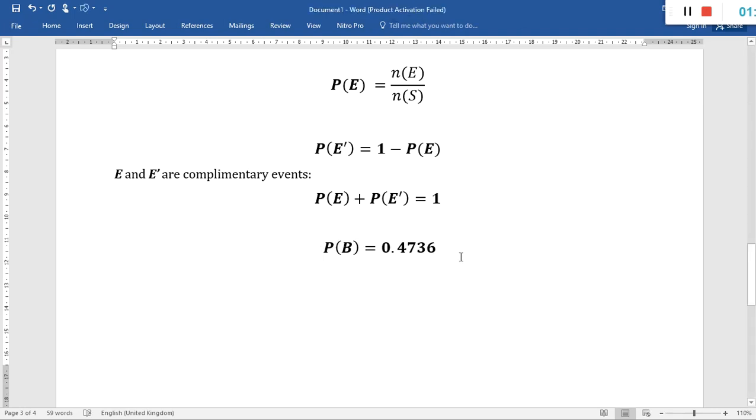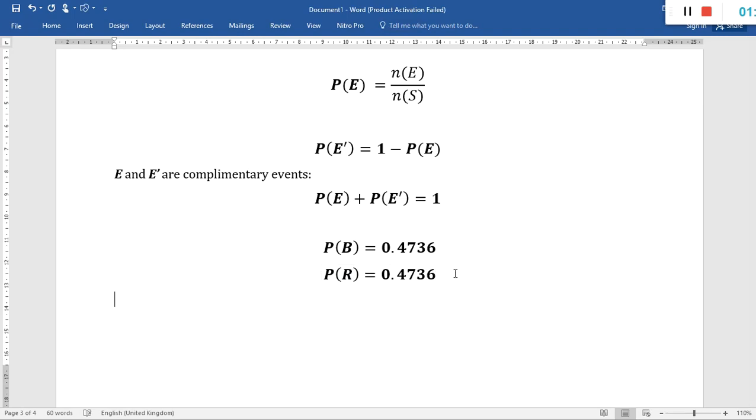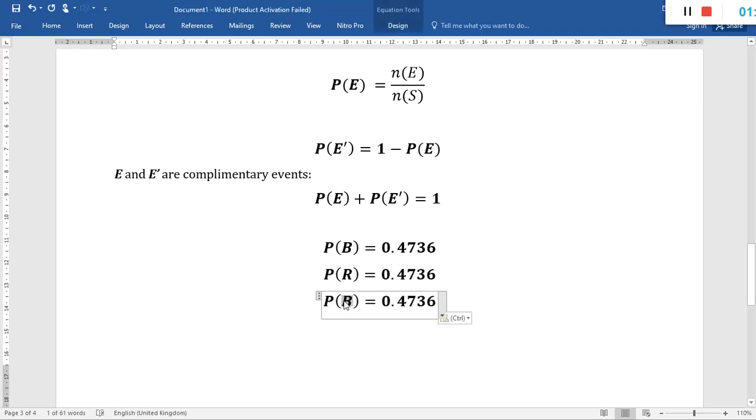And then the probability of getting a red. I'm trying to note this down because we'll be needing these numbers. The probability of getting a red is 0.4736, and the probability of getting a green is what? That was very small. That was 0.0526 because we just had 2 over 38.